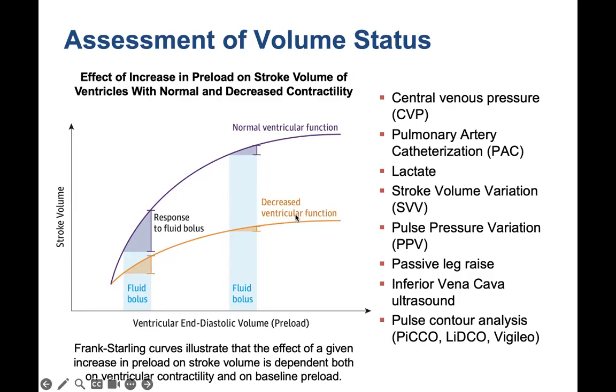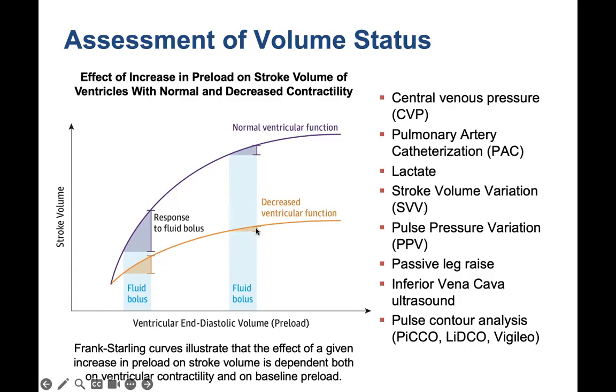Same thing if you have a decreased ventricular function. A lot of people will say, oh, I didn't give them any fluid in the ED because they have a decreased ejection fraction. Well, that's not necessarily true, because if they're here on the Starling curve, we might not get as significant an increase in stroke volume as we would if they had normal ventricular function. But if this patient is intravascularly volume depleted, even if they have a decreased ventricular function, we can give them a fluid bolus and we will still get an increase in stroke volume.